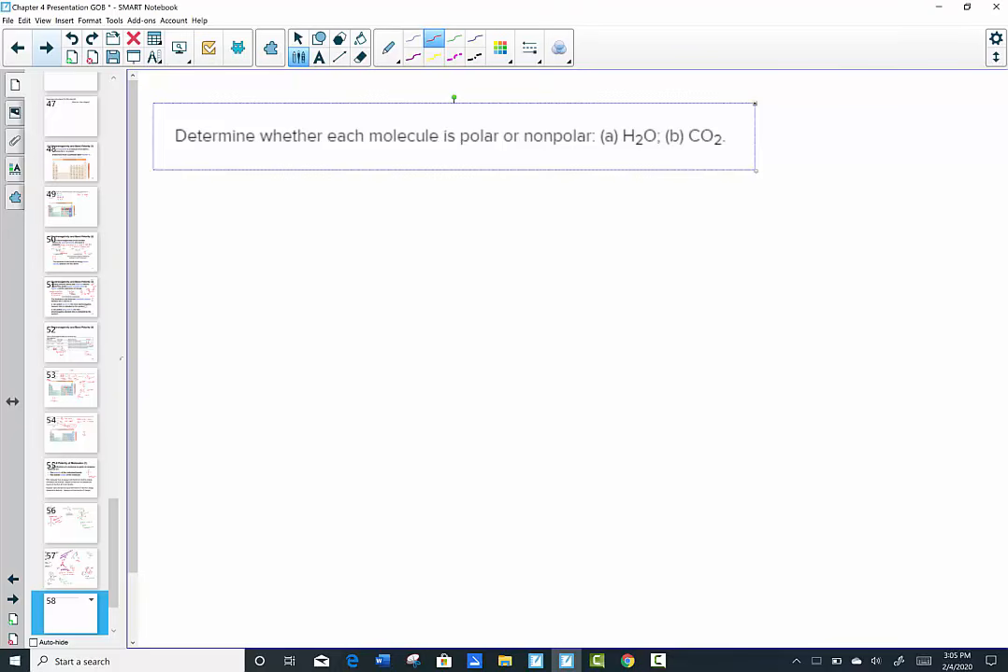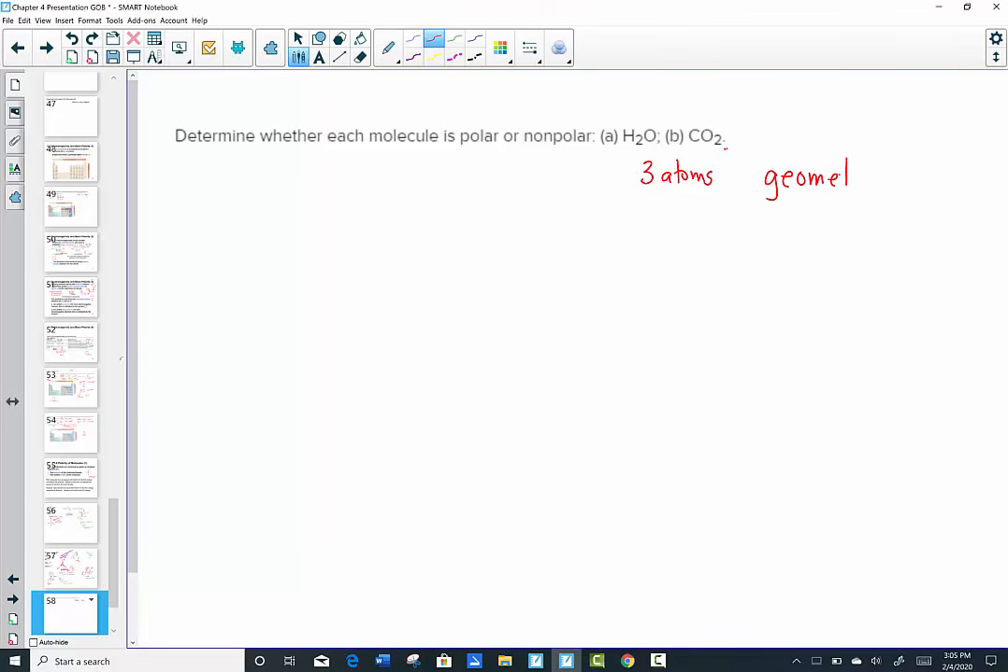Same idea. Here notice that we have an example now where we're given 3 atoms in each of these structures, but to determine polarity, look for the geometry. That's my clue here: before you answer, consider the molecular geometry.